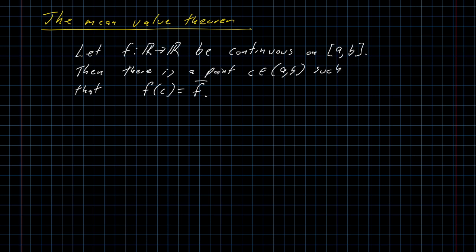Let's assume that we have a real valued function which is continuous on the closed interval from a to b. With just that information, it's enough to claim that there is a point C somewhere in the open interval from a to b, such that the value of the function at C is equal to the mean value of that function.